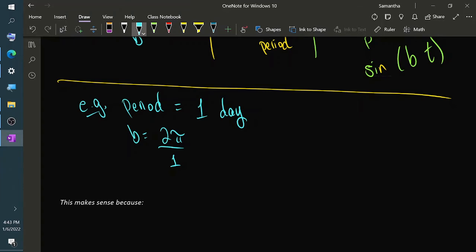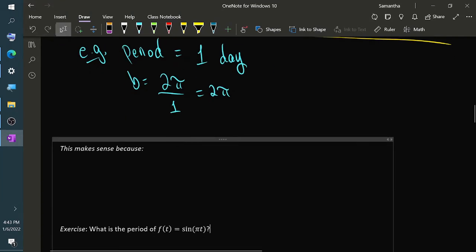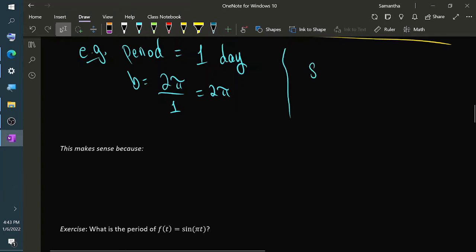2 pi divided by 1 would just be 2 pi. So if you wanted the wave to repeat every single day, once per day, the sine function that you would use is sine of 2 pi, multiplied by the input. This sine function would have a period of 1 unit.